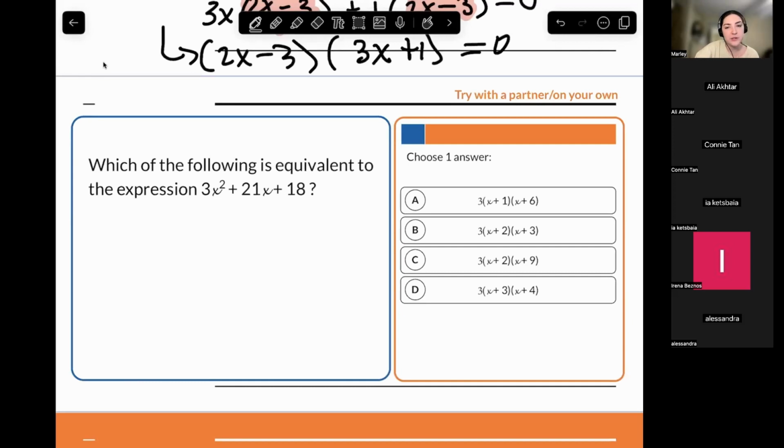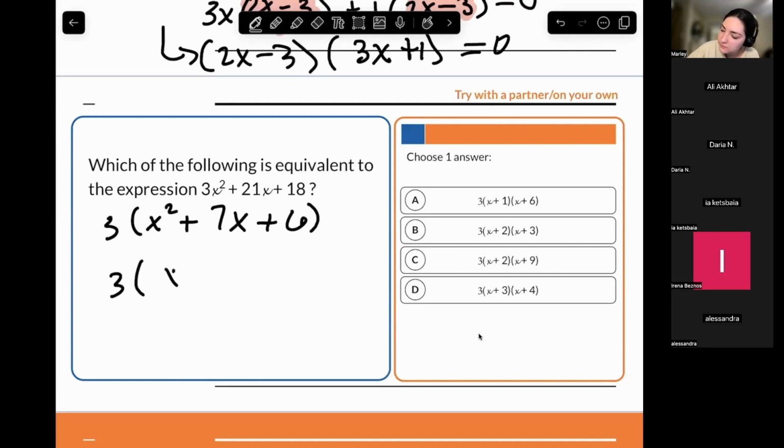Daria, would you want to explain how you got to your answer? First I took out the GCF of 3, and then I got x plus 6 and x plus 1. All right, so you factored out the 3, you got x squared plus 7x plus 6? Yeah, and then from there I saw which ones multiplied to 6 and added up. Yeah, our factors of 6 and 1. Perfect. That's how we're getting A. A lot of people that responded were also getting A, so that's good. All right, let's keep going.